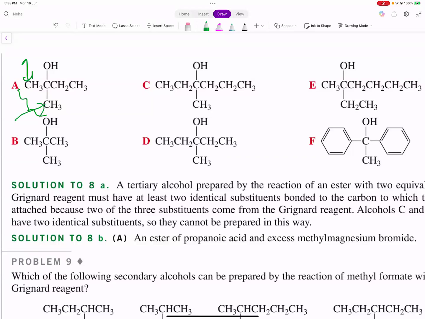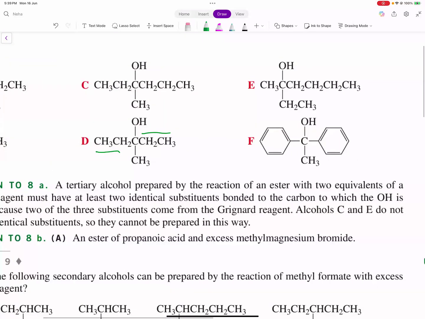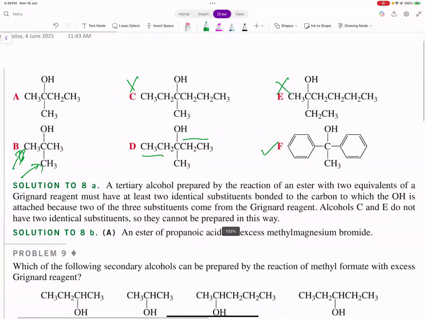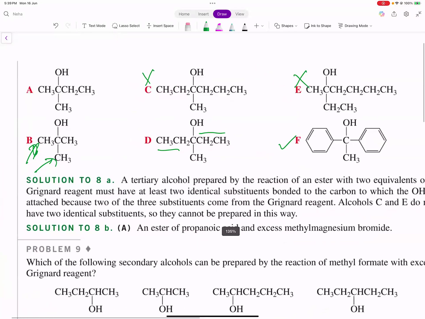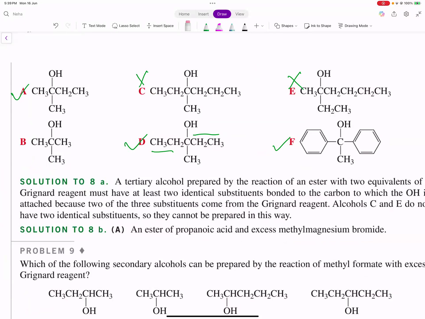Because we can bring these two from Grignard reagent, right? Only those tertiary alcohols. Because we know that during the reaction of ester and Grignard reagent, the Grignard reagent will come and attack. In B also we can do it, because the two alkyl groups are the same, right? In C also we can do it. No, we cannot do it, because the alkyl groups are all different. In D we can do it. In E we cannot. D we can do. F we can do. These we can do.